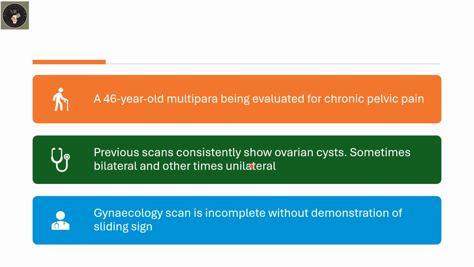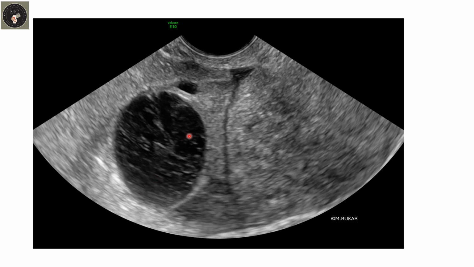Let's remember that a gynecology scan is incomplete without demonstration of sliding sign. When we talk about gynecology scan in today's world, we are referring to transvaginal scanning. So let's look at this still image.